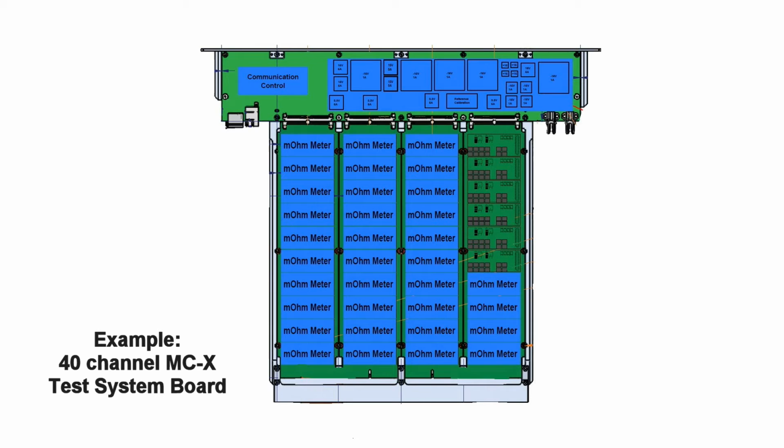We can also configure the MCX as a board that fits into the backplane of a test system. This is a 40-channel board with 34 channels installed. Power supplies are on the top right. There is a communication module on the top left to accelerate communication. This shortens the time required to download programs into the microtester and the time required to upload the test results and measurement statistics.